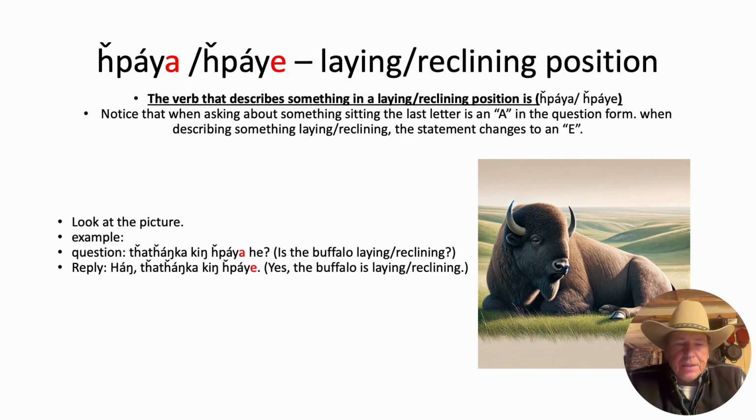Remember, buffalo is tratranka. So tratranka ki, the buffalo, chpaya hai. Or tratranka ki chpaya ho for the men. Is the buffalo in a laying or reclining position? So in this case it is, so tratranka ki chpaye. It's a little bit tougher of a word because it begins with a guttural H.